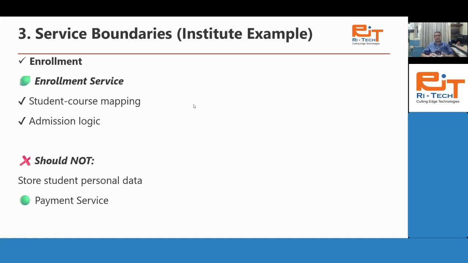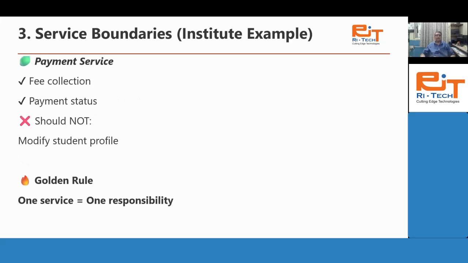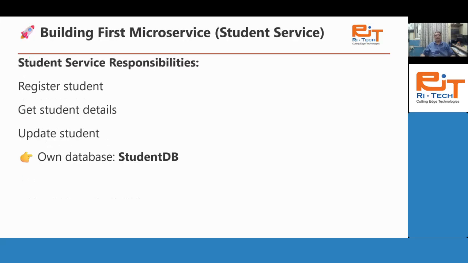Now, enrollment service will manage the student course mapping and admission logic. So enrollment service should have the student course mapping and admission logic, and it should not manage the payment or personal data of the student. Now, payment service will manage the fees collection or payment status, and should not modify student profile or the course information. So the golden rule is one service, one responsibility. So you can define the service boundaries like this.